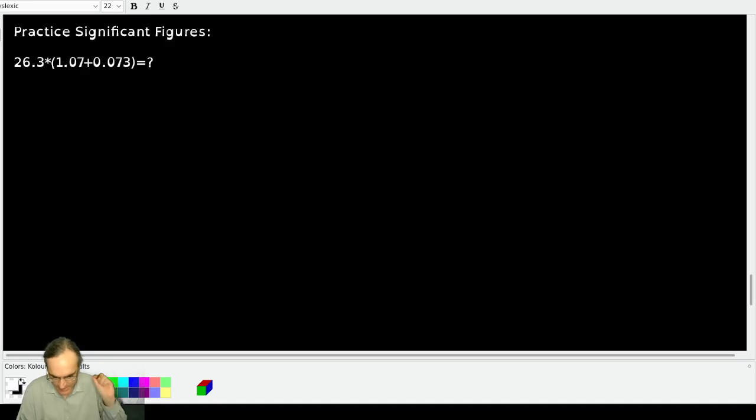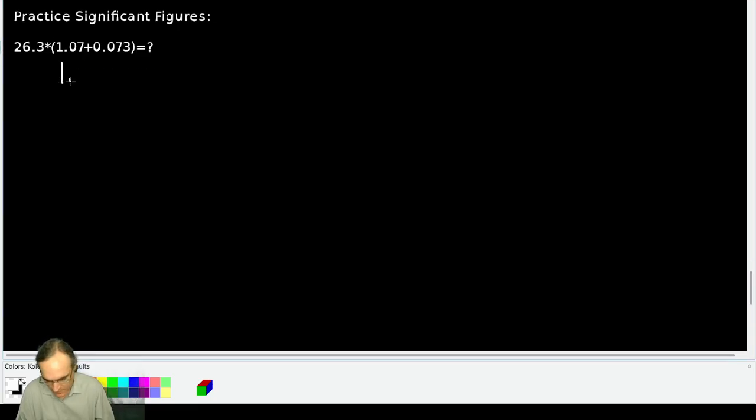All right, so to do this one, you've got to follow the whole PEMDAS thing. Really, it's parentheses first, then exponents, then multiplication and division at the same priority going left to right, then addition and subtraction at the same priority going left to right. In this case, we've got parentheses, which means we need to first do 1.07 plus 0.073.